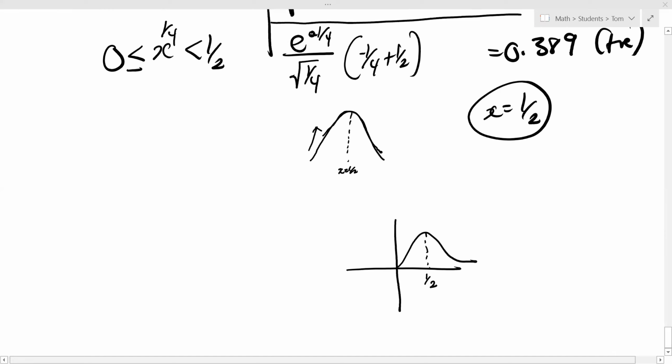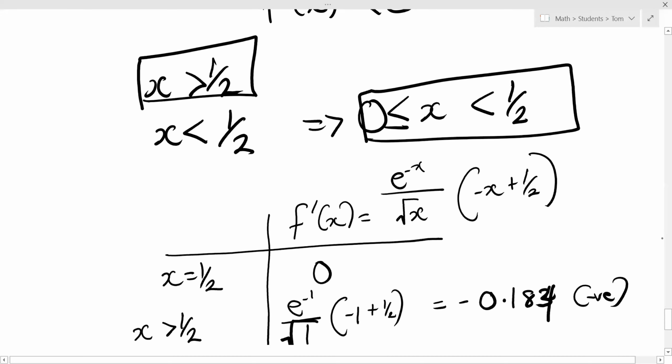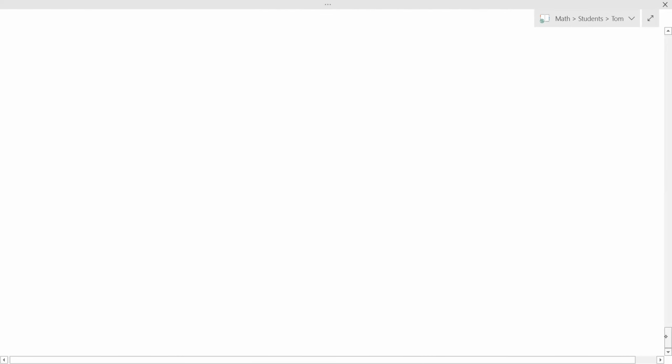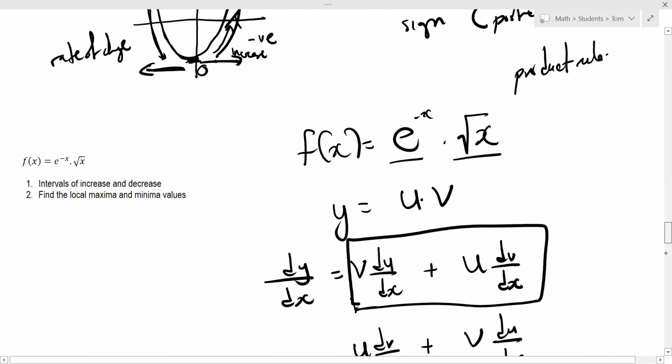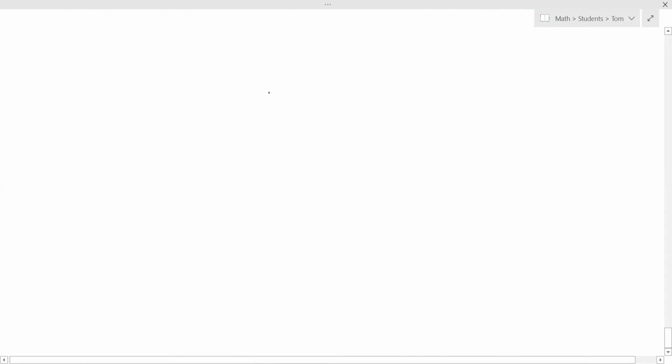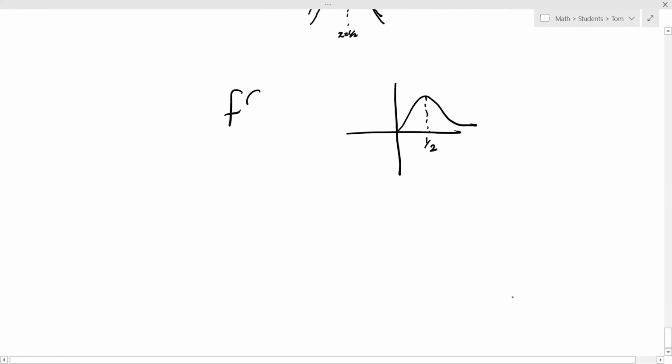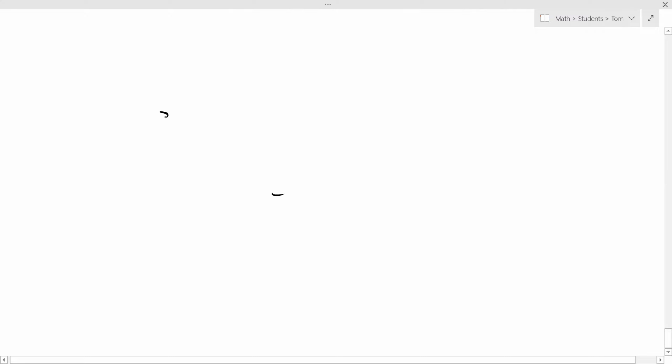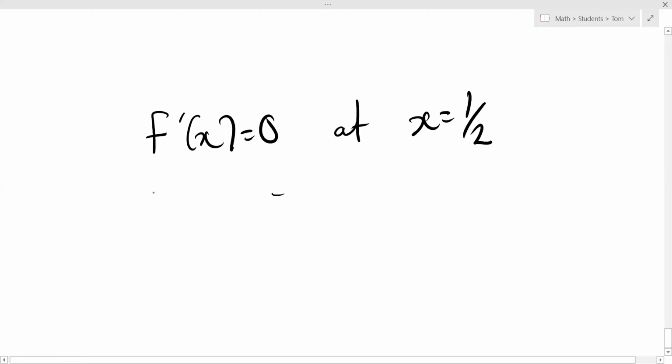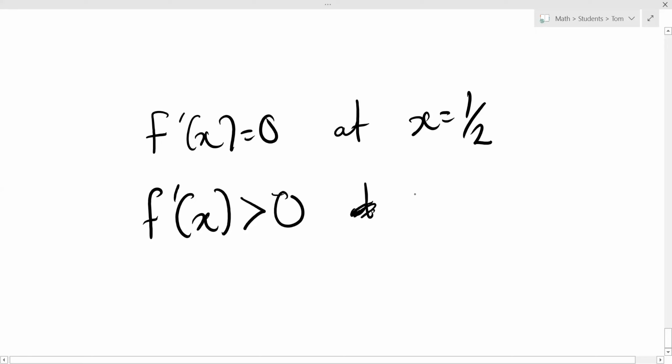So for the intervals of increase and decrease, f prime of x is equal to 0 at x equal to half. f prime of x is greater than 0 in the interval between 0 and half. We can write it like this in bracket notation: 0, then 1 over 2, not included.